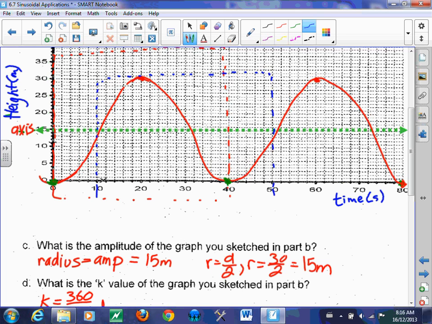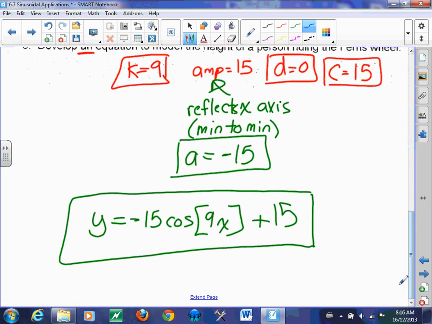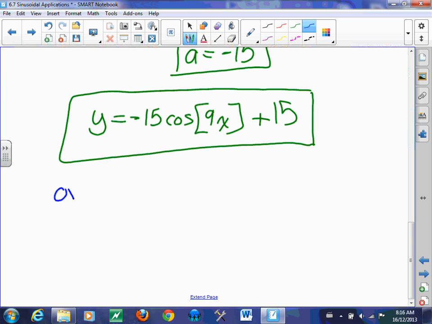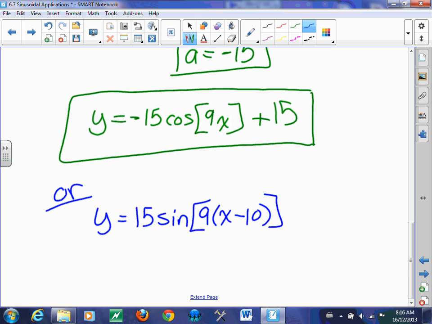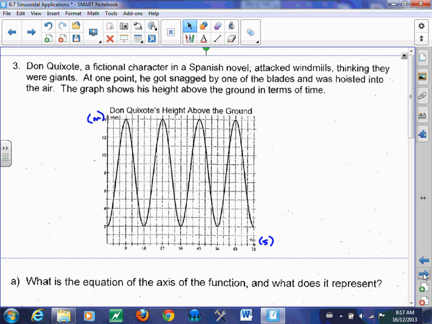Okay. So if by chance you did sine, you would go y equals 15 sine of 9 times x minus 10 plus 15. All right, ladies and gentlemen. So again, there's multiple answers depending on what you wanted to do. Okay? All right, let's take a look at the last page.